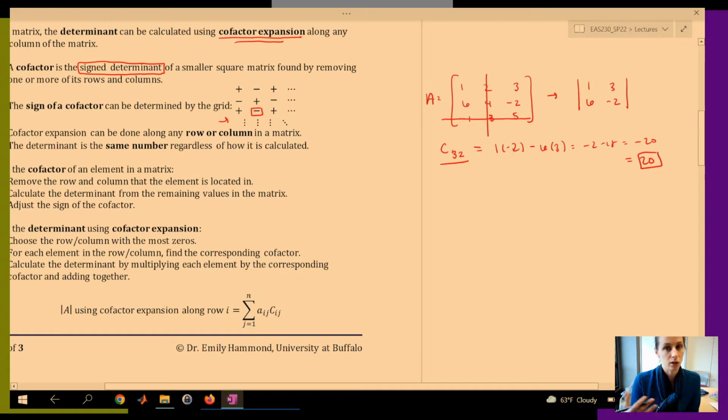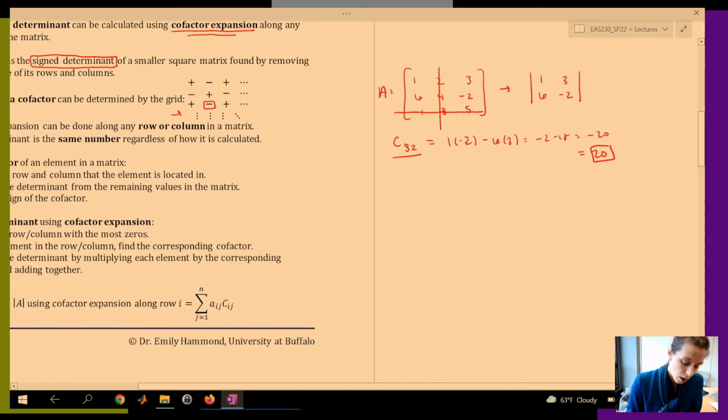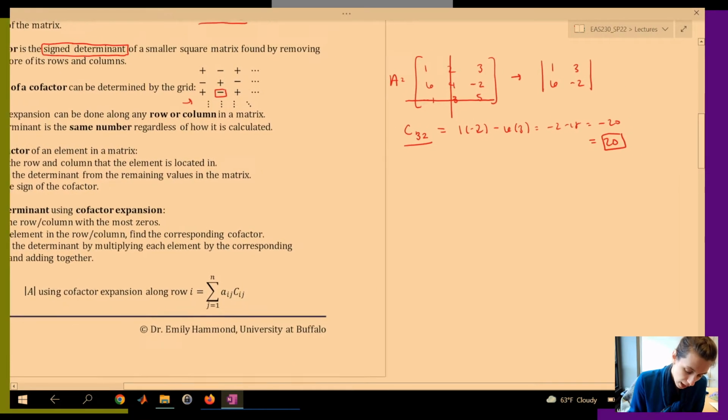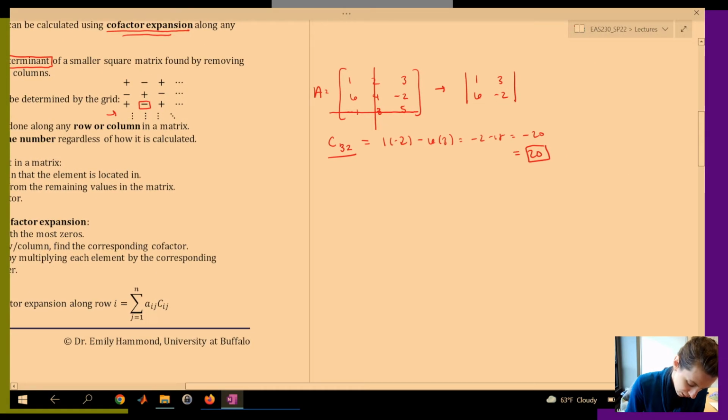And we'll look at calculating lots and lots of cofactors, but essentially the process is this. You remove the row and column that the element is located in. So 3,2 means you remove row 3, column 2. You're going to calculate the determinant of the remaining values in the matrix. So remove, calculate the determinant, and then adjust the sign based on this grid. So let's go ahead and do one more with this matrix.